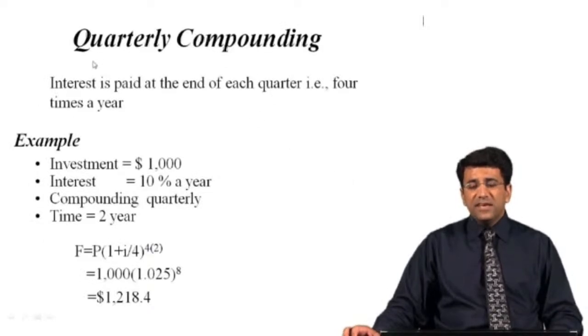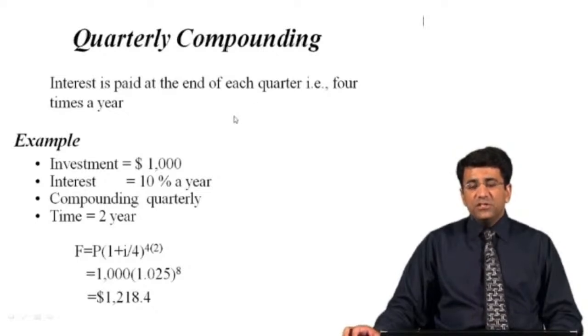Now let's consider the case if the compounding is done quarterly. Quarterly means the interest will be applied 4 times in a year, that is after every 3 months. So in a year the interest will be applied on that principal amount 4 times. So it means that compounding is done quarterly.